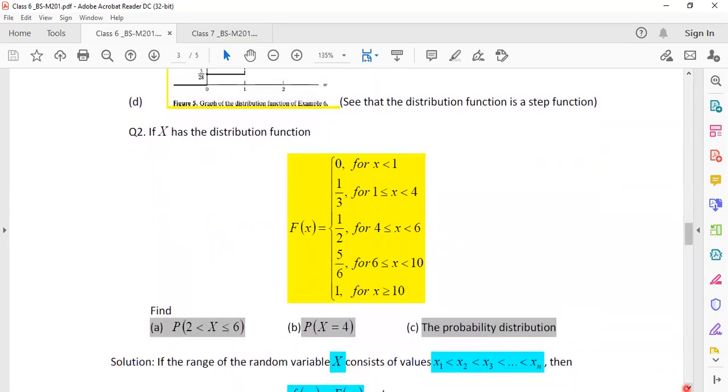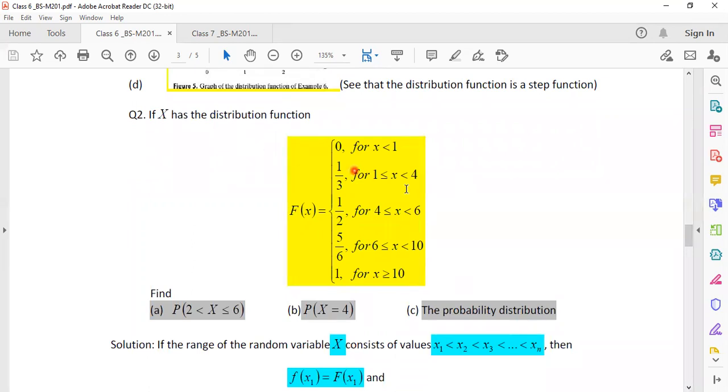Here in this particular example, I have shown you, when a distribution function is given, how to find the probabilities of various other values. Say for example, the range of values which has been considered over here is from 1 up to 10. When x is less than 1, the distribution function is 0. When x is lying between this, it is 1/3, and so on. The last value is 1.